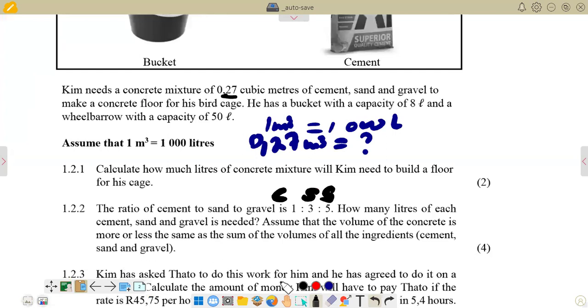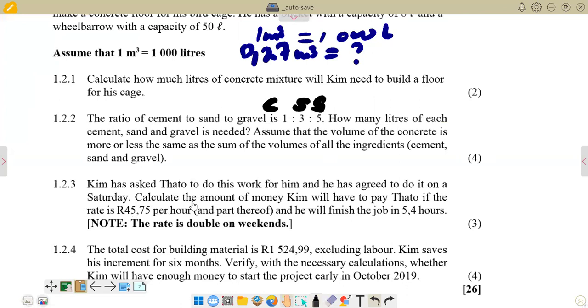1.2.3 reads, Kim has asked Tatu to do his work for him, and he has agreed to do it on a Saturday. Calculate the amount of money Kim will have to pay Tatu.